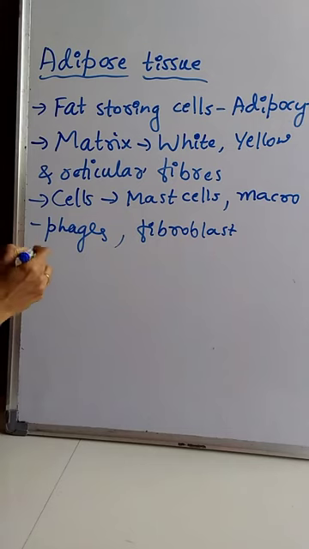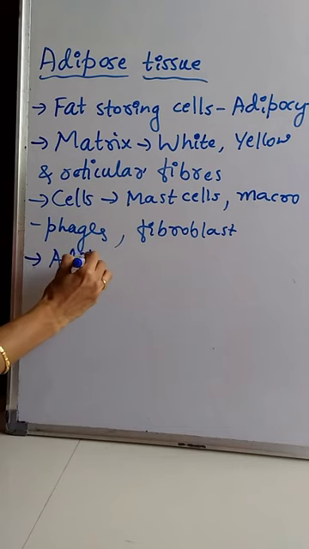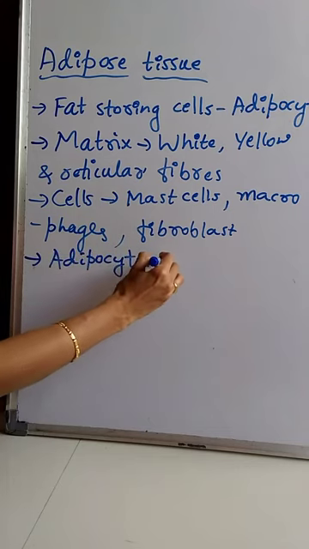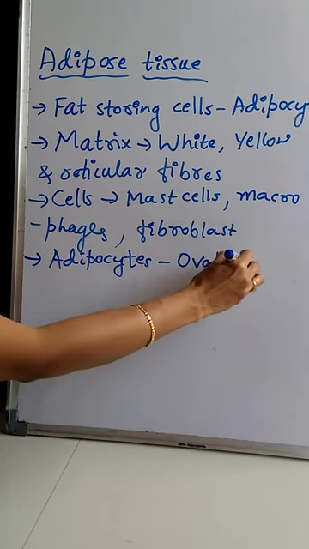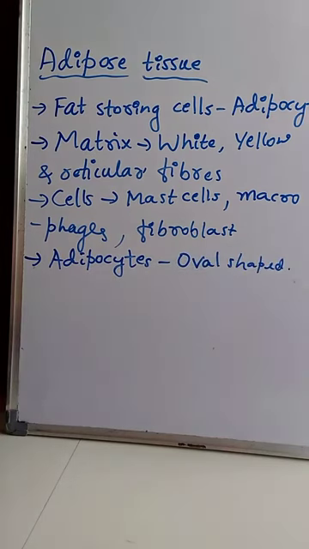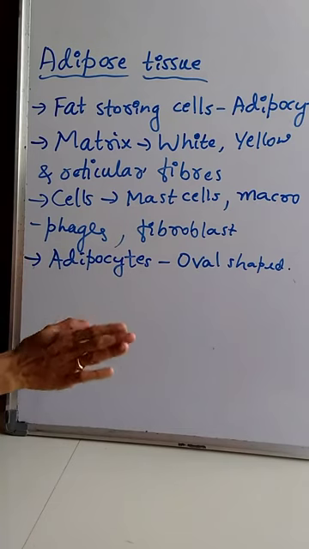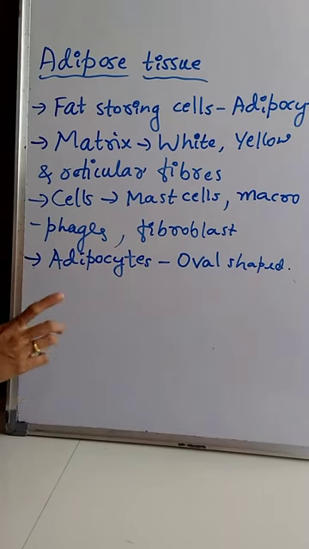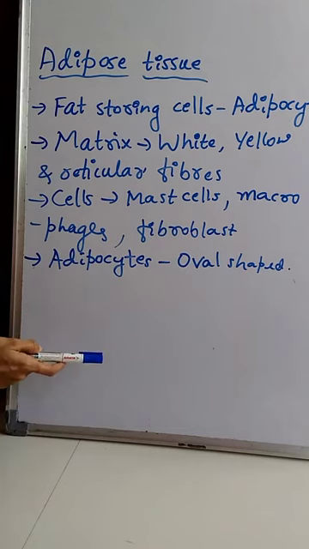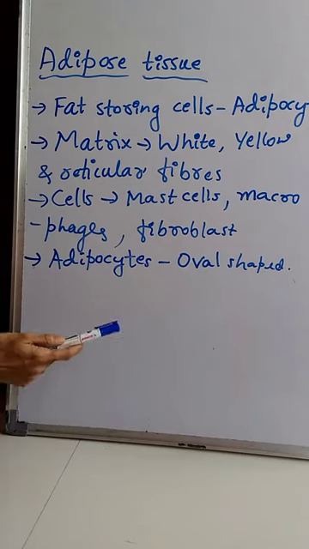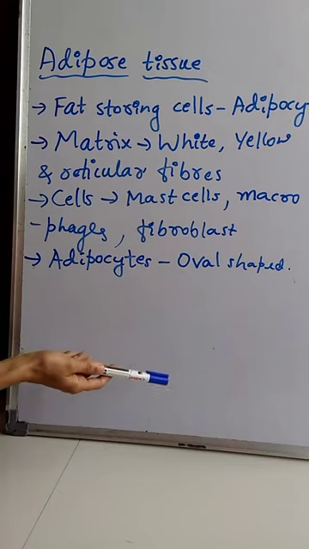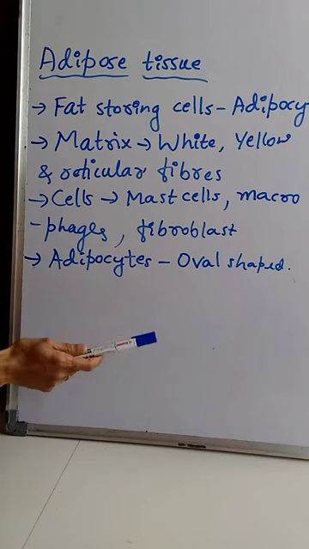Okay, adipocytes are oval shaped cells. The nucleus is present at the periphery, means at the side, and at the center fat droplets are present. Location: these adipose tissues are present under the skin, or beneath the skin. Adipose tissues are also present around the joints.